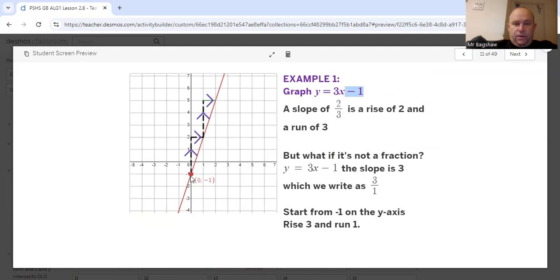You start from -1 on the y-axis, and we're trying to do a slope of 3. Now, we really want this to be a fraction, because when we have something with rise over run, we know the top number is the rise, and the bottom number is the run. So if it's not a fraction, you make it a fraction by putting it over 1, and then you can actually start counting out. Up 1, 2, 3, and across 1.